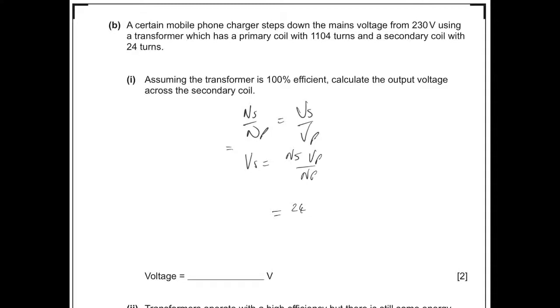Okay, so we've got 24 times 230 divided by 1104, and that gets us a voltage of 5 volts.